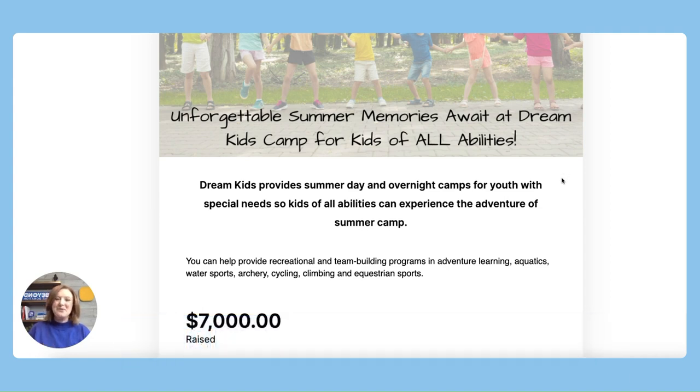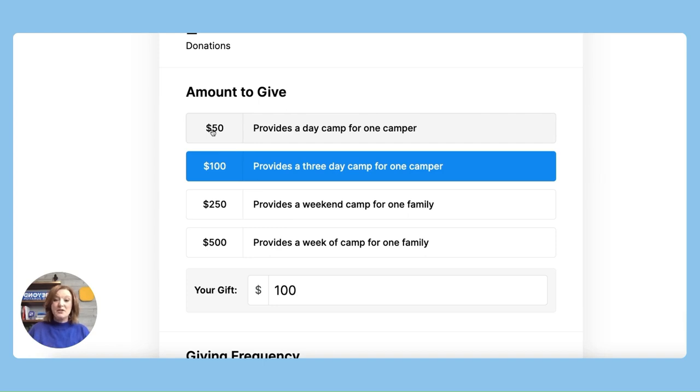In our example, we have Dream Kids provides summer day and overnight camps. For B, youth with special needs. So C, kids of all abilities can experience the adventure of summer camp. You're really tying your mission and your impact statement to the gift that your donor is giving. So in our example, $50 provides a day camp for one camper.